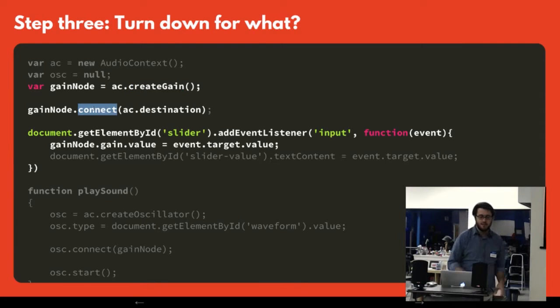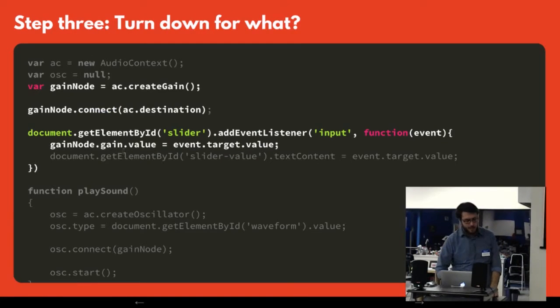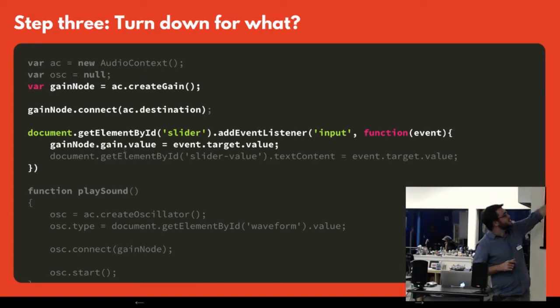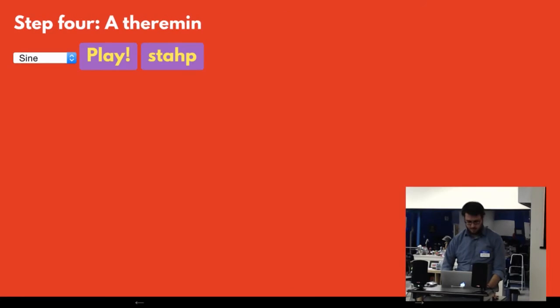The way that this works is you just connect these almost like if you had an effects box or a guitar or something, you plug it into these various modules to create this. So the oscillator connects to the gain node, which connects to the destination. And then we listen to the slider that I was dragging, and when we get that event in, we set the gain value to that slider. And then I think that's it.